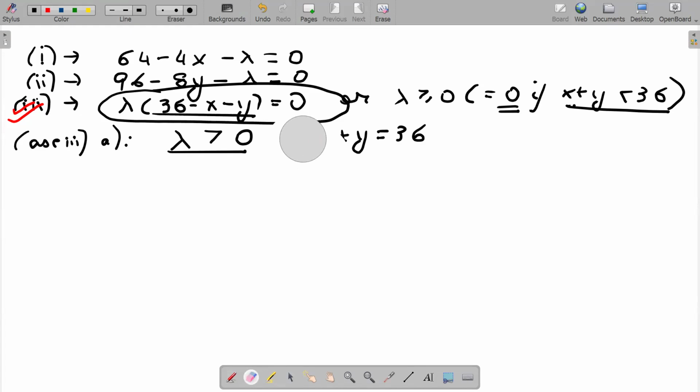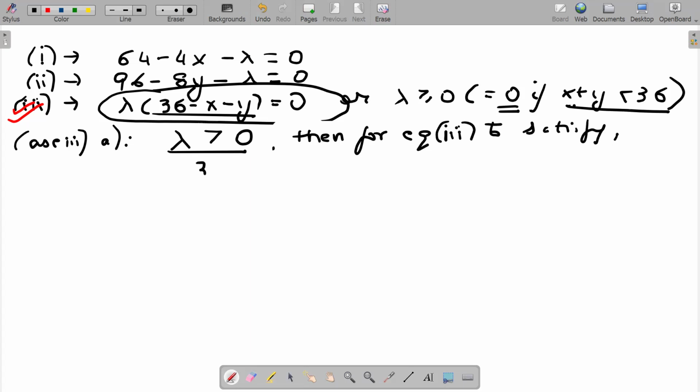I can write it more clearly. If lambda is positive, then for equation 3 to be satisfied, 36 minus x minus y should be 0. Because if lambda is strictly positive, 36 minus x minus y should be 0, which implies x plus y is equal to 36. Okay, now let's solve, from equations 1 and 2.